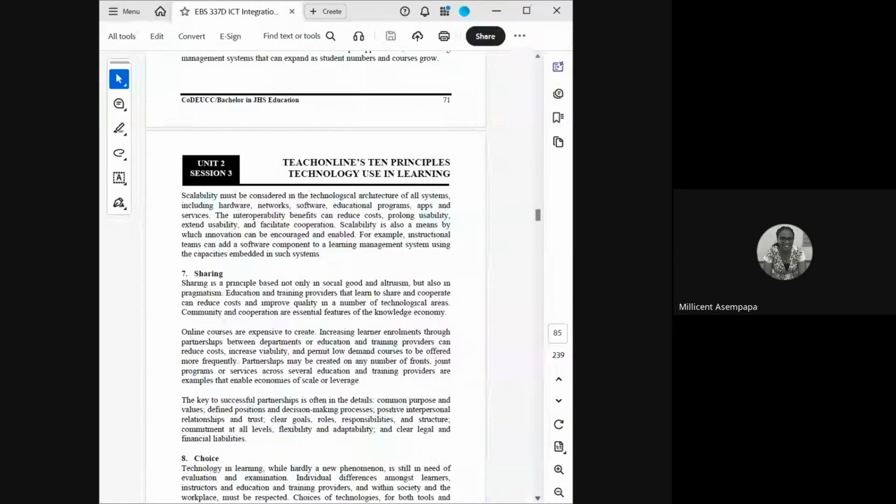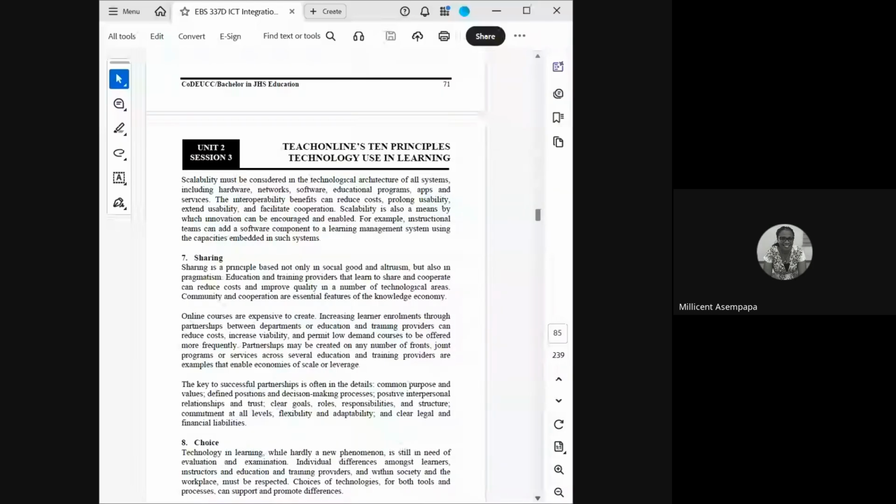So the question is, the technology you are using, is it shareable? Is it shareable, or is it just because I have this device, I'm the only one who can use it? The key is successful partnership. Successful partnership is often in the details: common purpose and values, defined positions and decision-making processes, positive interpersonal relationships and trust, clear goals, rules, responsibilities, and structure, commitment at all levels, flexibility and adaptability, and clear legal and financial liability.